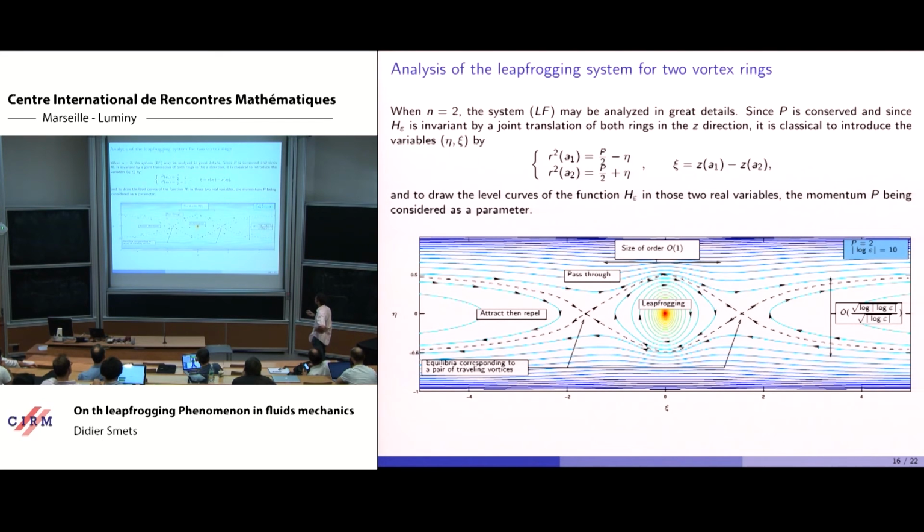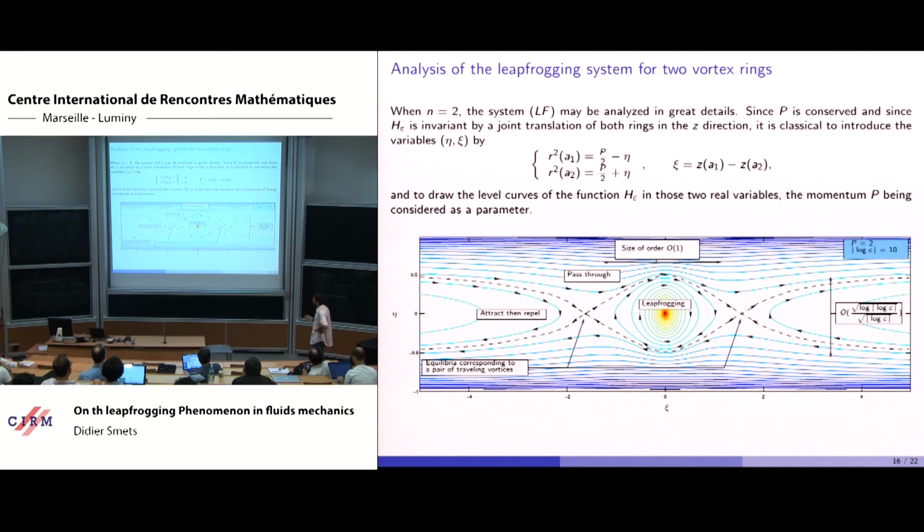This would correspond to the situation where eta is close to one, so that means that you have a very big vortex ring and a very small one, and the very small one is going to pass inside the big one and not be caught by it. It will just perturb it a little bit. You see that the streamlines are not horizontal but a bit shaken.